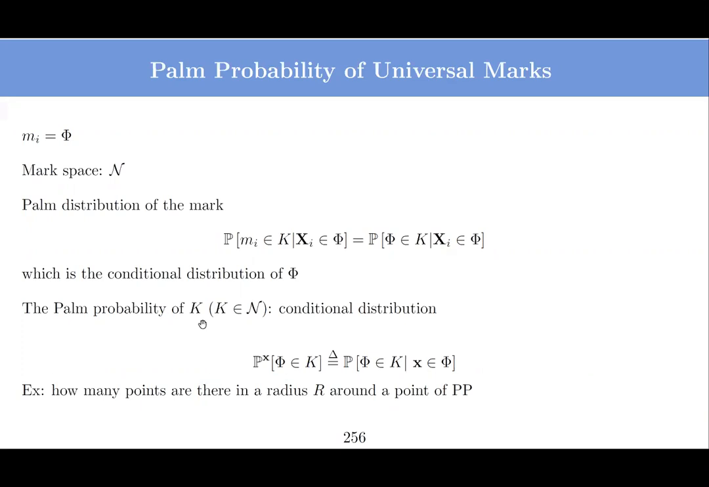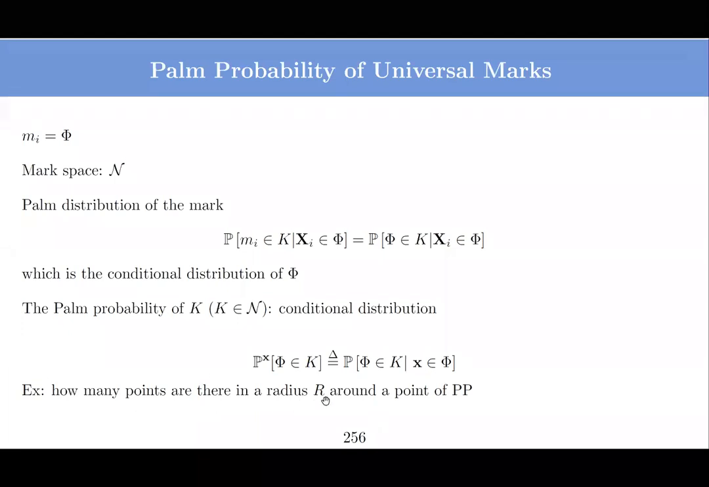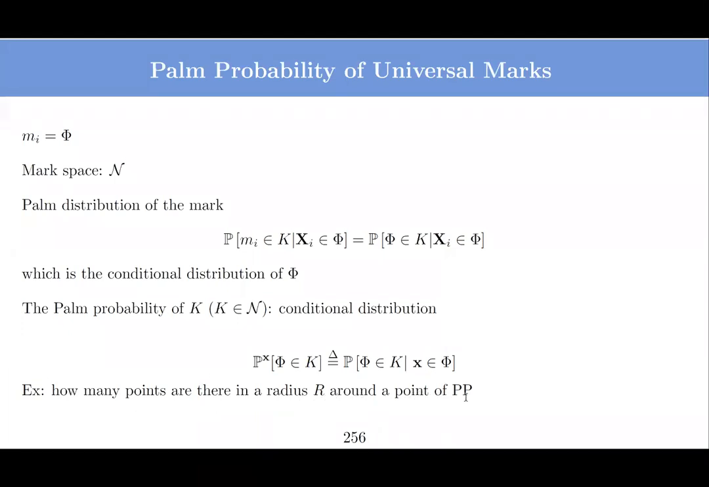Okay, so the Palm probability of K would be a conditional distribution, and we denote it again P_x(Φ belongs to K), which means: conditioned on X belonging to Φ, what is the probability that Φ has this property K? Explicitly, you can say the probability that Φ has property K given that X belongs to Φ. The property can be how many points there are in a radius R around a point of Φ. So, conditioned on there being a point, what is the probability of how many points there are in a radius R?